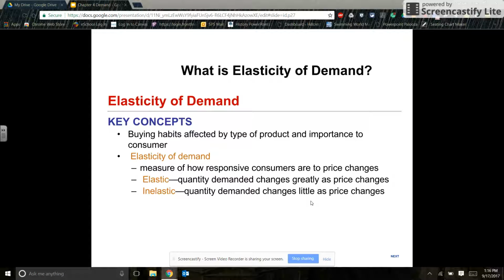All right, guys. So if you remember last time, we ended with talking about the six factors that affect demand. Today, to finish our discussion on demand, we're going to talk about what elasticity of demand is and how that can change from day to day. There are two things you need to be familiar with when we're discussing elasticity of demand: the terms elastic and inelastic.